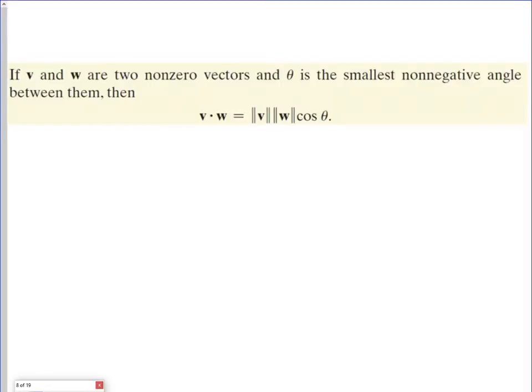We're good? No, we're not good. That's the magnitude, right? Yes, that is the magnitude. So that's if we're dealing with angles and stuff. If you have the cosine, you could do that.